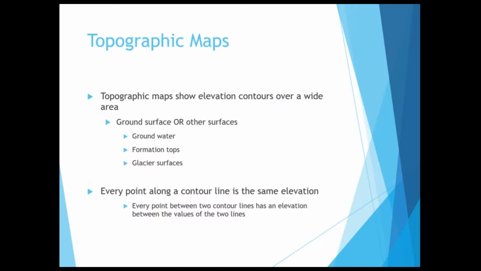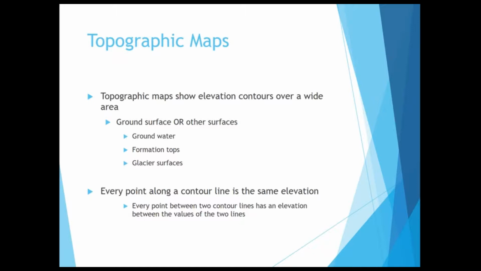A contour line is a line that has every point along it as the same elevation. It's kind of like a staircase. On a staircase, if you look at it from the front, the edge of a step is a line. You think of that as a contour line. That step is horizontal. Everywhere along that line is the same elevation.